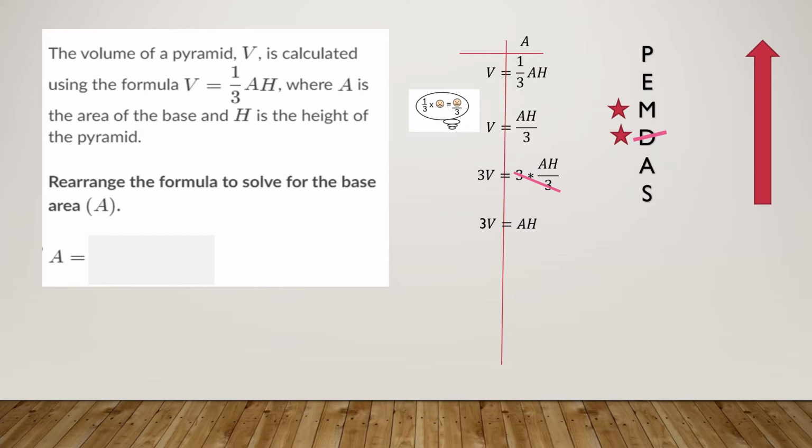All right, next, we still have multiplication. A is being multiplied by H. The inverse operation for multiplication is division. So we're going to divide this time to get rid of the multiplication. When we do that, H is going to go out. We're going to divide out, and we can strike it out. We've gotten rid of the multiplication, and so now we have our final result. A is isolated on the right. So A is equal to 3V over H.